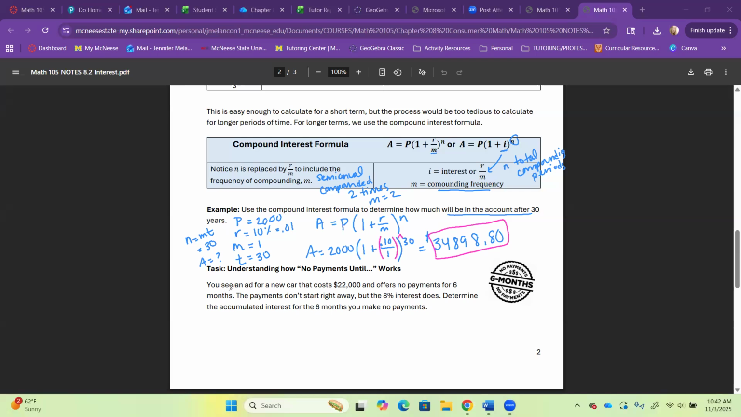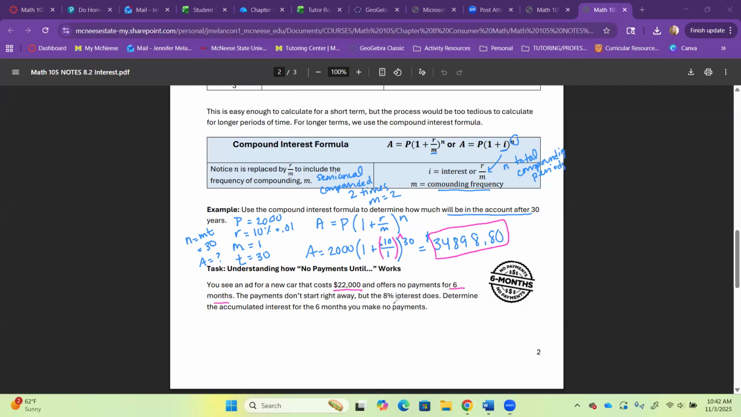If it's still charging interest and you don't make any payments for 6 months, this compounding effect, like we did with savings, also works whenever you owe some money. So whenever you take out a loan, that interest is also compounded. And if you don't make any payments over a 6 month time, then all of that compounded interest is tacked onto your bill. So be careful with those kinds of things. So let's find out how much interest is accumulated in a 6 month period. You see an ad for a new car that costs $22,000 and it offers no payments for 6 months.